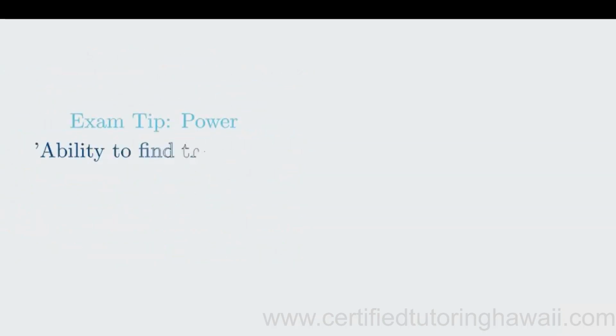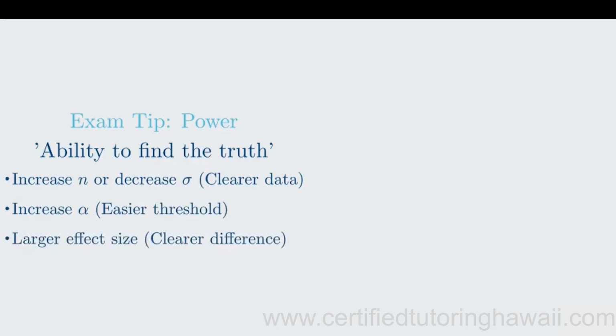Here is an exam tip. When you see power on the exam, think ability to find the truth. Anything that makes the data clearer, like more n or less sigma, or the decision easier, like a higher alpha or a larger effect size, will increase power.